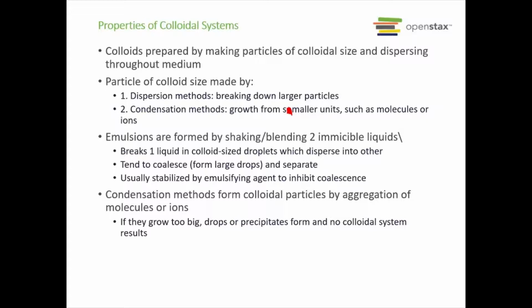For example, if you put soap in an emulsion of kerosene and water, the soap would be an emulsifying agent. Milk is an emulsion of butterfat and water, and the protein casein is the emulsifying agent. Mayonnaise is an emulsion of oil and vinegar, with egg yolk being the emulsifying agent. We also have condensation methods, where we form colloidal particles by aggregation of molecules or ions. Like I was saying with cloud condensation nuclei, we have that water aggregating until it forms a colloid. But if it gets too big, you form drops or precipitates, and then you end up not having a colloidal system. So if that cloud droplet gets too big, then we get rain.